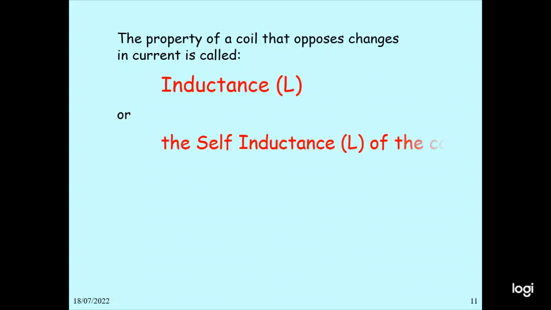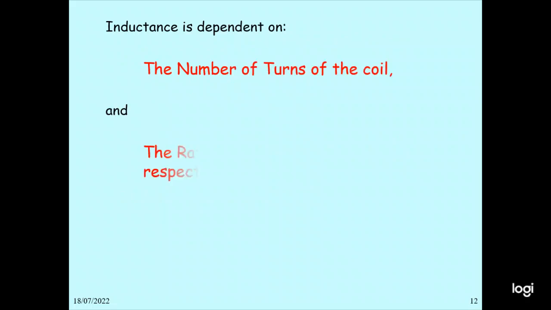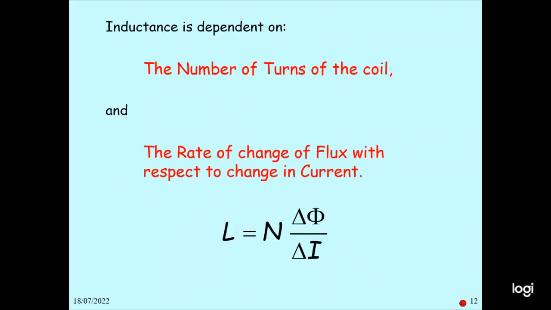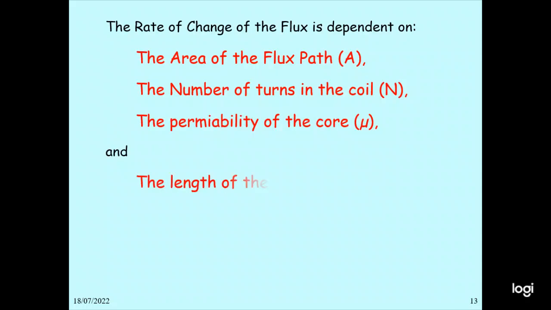Inductance is dependent on the number of turns in the coil and the rate of change of the flux with respect to the change in the current, equal to N del phi by del I. The rate of change of the flux is dependent on the area of the flux path A, the number of turns in the coil N, and the permeability of the core mu. The length of the path is also there. So we can calculate del phi by del I equals mu A N by L.